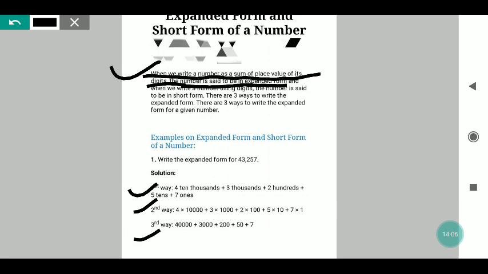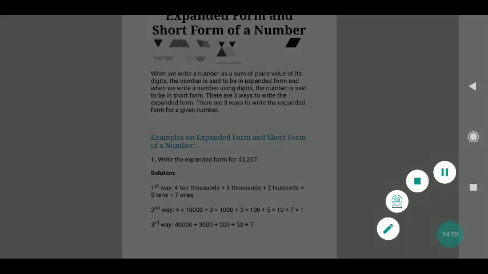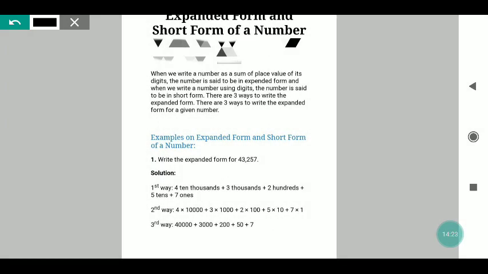Then what is the short form? When we write the number using the digits, the number is said to be in short form. There are 3 ways of writing that. How many ways, my dear? There are 3 ways, my dear. 3 ways are given here. Okay, just see.